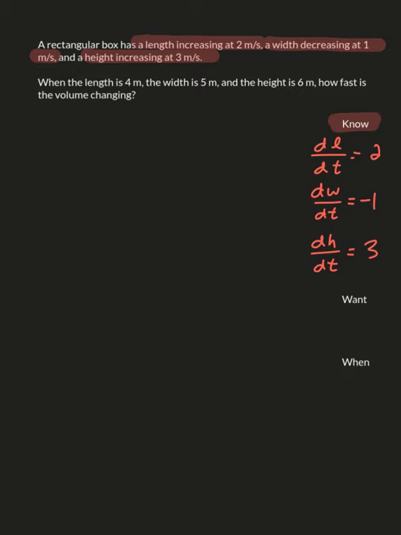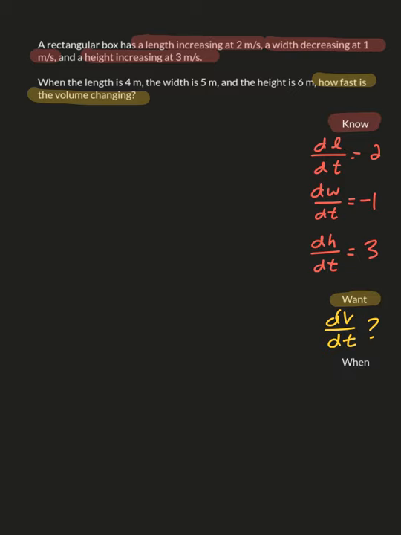What we want to know in this problem is how fast the volume is changing. The want is always the question that's being asked. Well, how fast is the volume changing? That would be the change in the volume with respect to time. That would be dV/dt. That's the variable that we're really solving for here, the change in volume with respect to time.